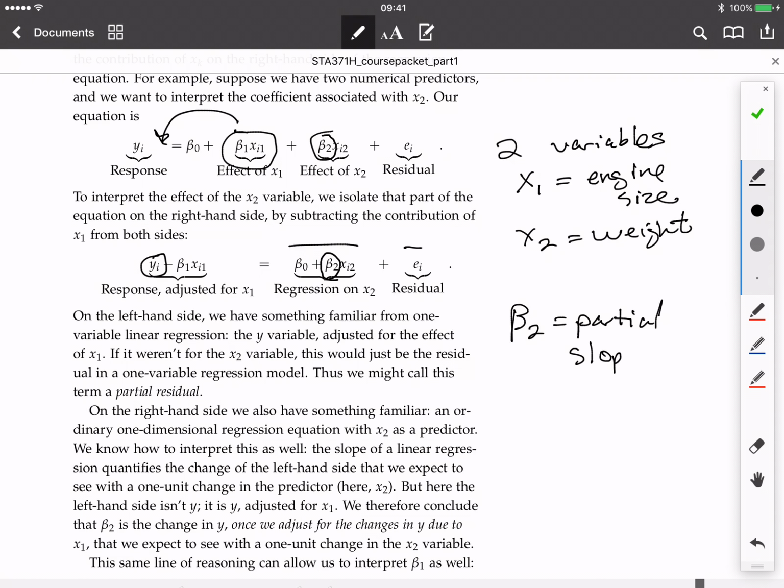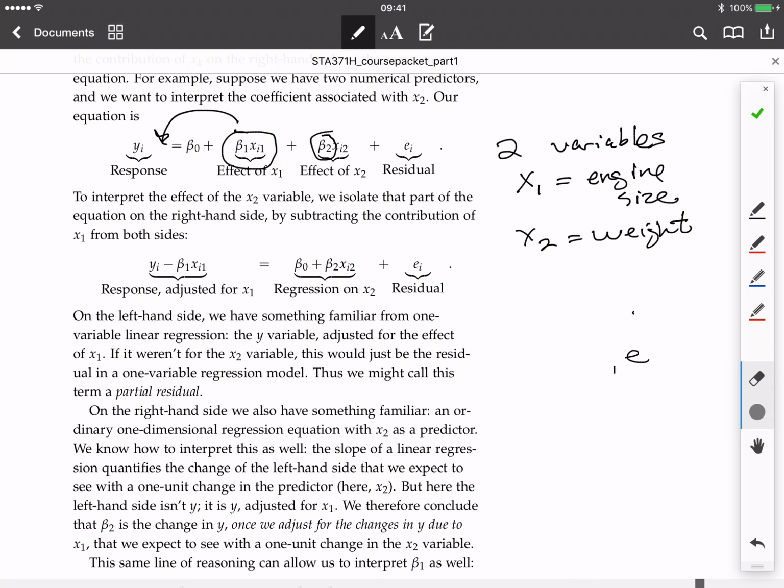Okay, so on the left-hand side, we've got a partial residual, y adjusted for the engine size effect. And that means on the right-hand side, we have a partial slope. Y adjusted for engine size is a regression on weight, and the coefficient on that weight is beta 2. So again, putting all of these pieces together, it's non-trivial, but if you put them all together, what you find is that the coefficient in a multiple regression model is a partial relationship.